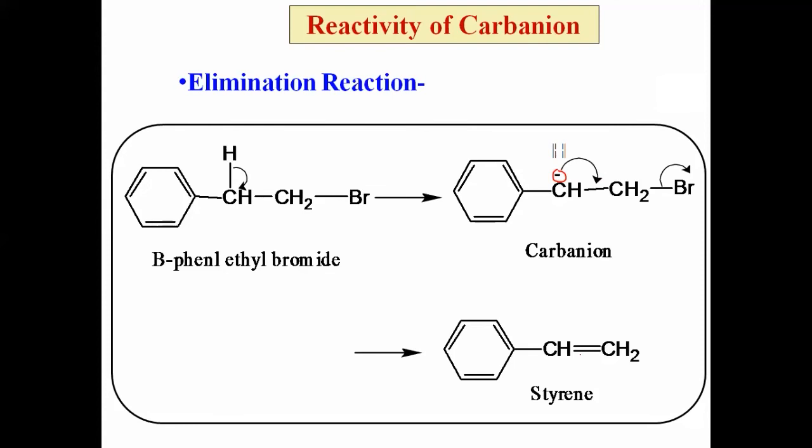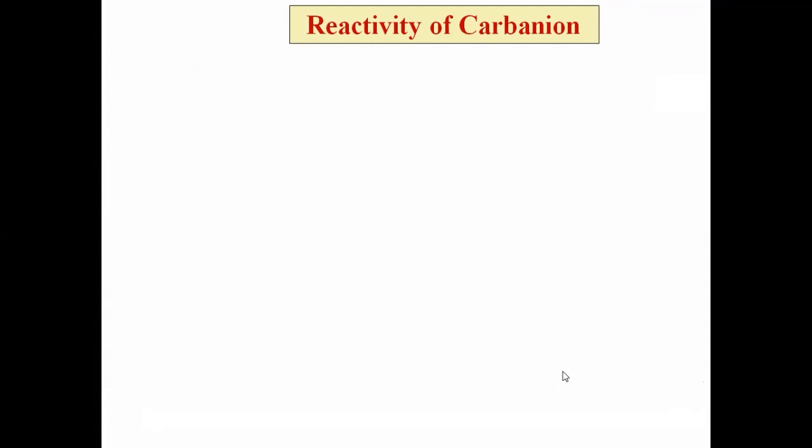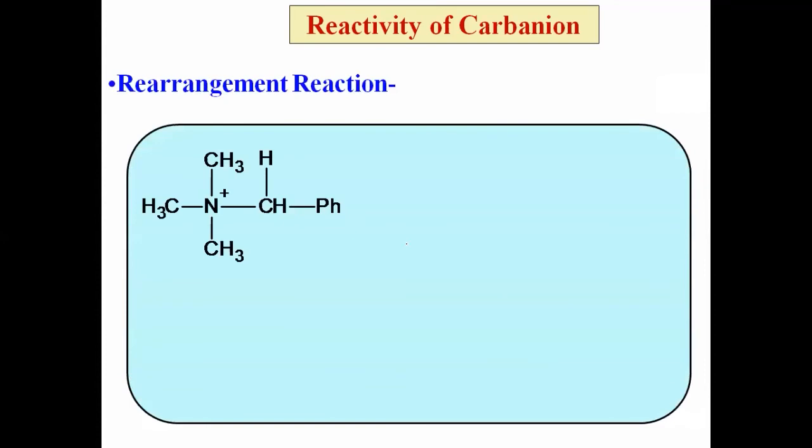Actually, this styrene is the basic molecule, or the starting material, used for the preparation of some polymers like polystyrene. Polystyrene can be synthesized by using styrene, and that styrene is prepared by using beta phenyl ethyl bromide, and during that reaction there is a formation of carbanion as an intermediate. Okay, this is actually an example of elimination reaction, because there is an elimination of one hydrogen atom and one bromine from the molecule, and a double bond appears in between the two carbons, and there is a formation of styrene. This is an example of elimination reaction. But during that elimination, there is a formation of carbanion as an intermediate.